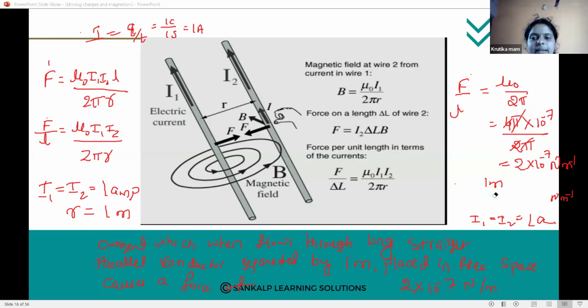See what we are writing here. 1 ampere is nothing but the current which, when it flows through infinitely long parallel straight wires or conductors separated by 1 meter distance placed in air, causes a force of 2 into 10 raised to minus 7 Newton per meter. So a very simple definition. The wires are the conductors, the separation is 1 meter, and the force caused by them is 2 into 10 raised to minus 7 Newton per meter, which gives the 1 ampere current.